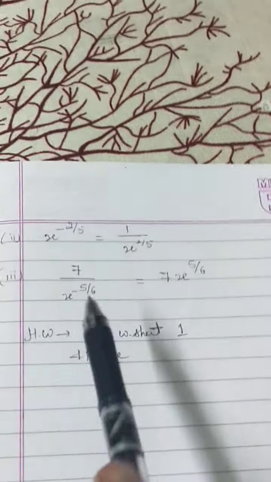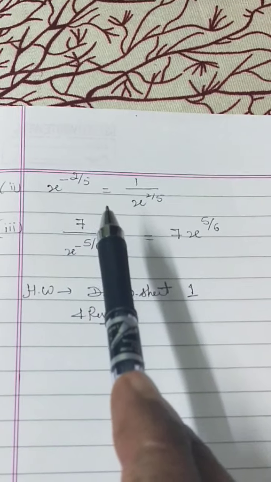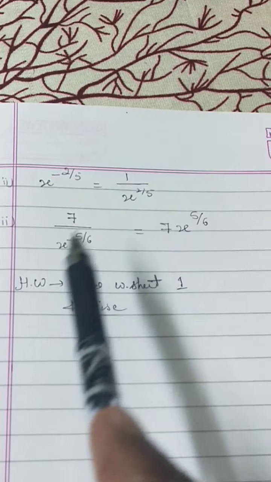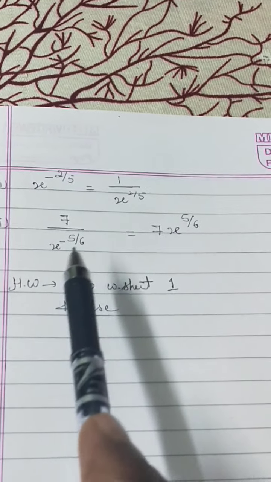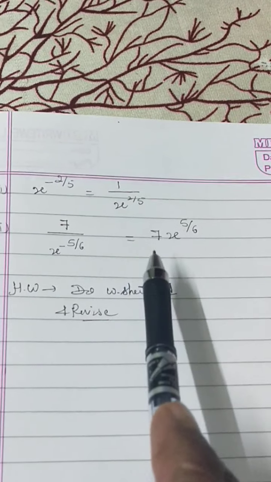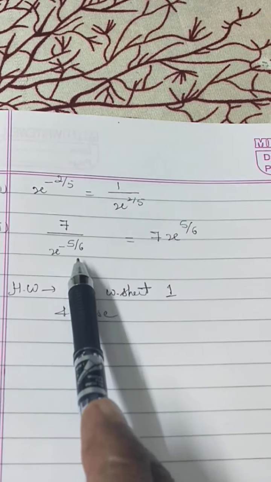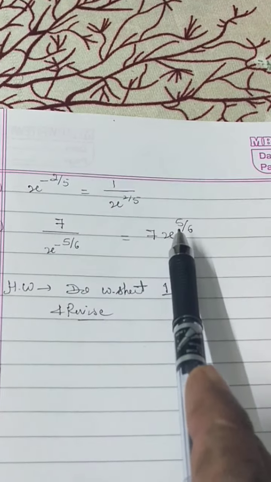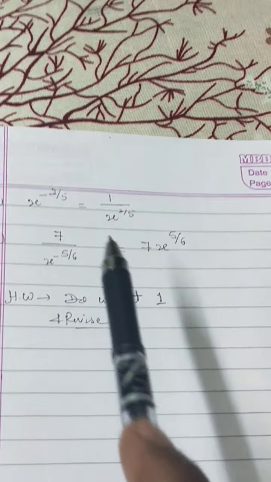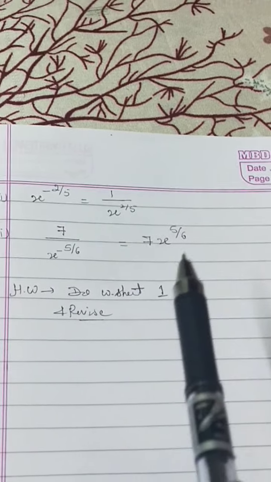Second, x raised to power minus 2 upon 5 is equal to 1 upon x raised to power 2 upon 5. And 7 upon x raised to power minus 5 upon 6 is equal to 7 into x raised to power 5 upon 6, because the negative exponent becomes positive. So the rest, please try to solve yourself.